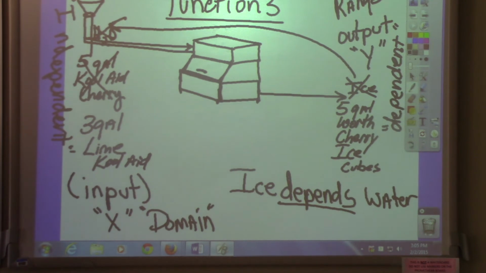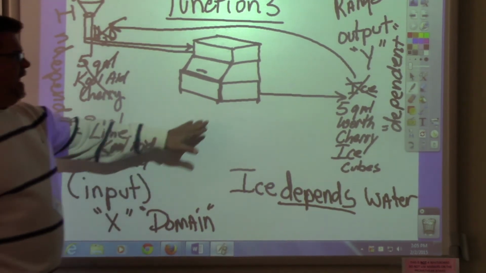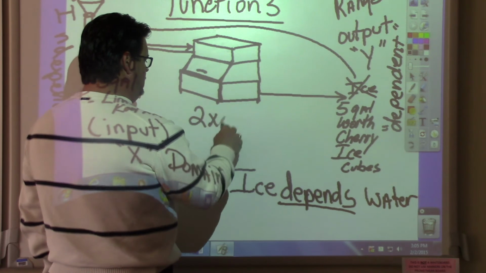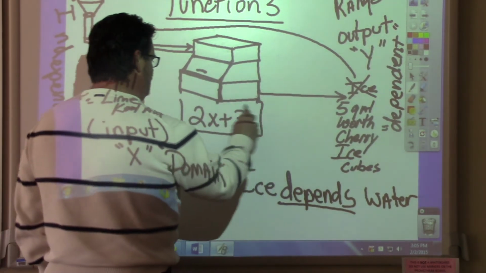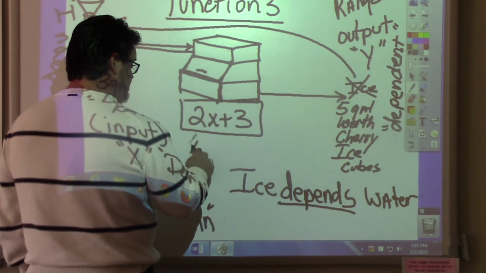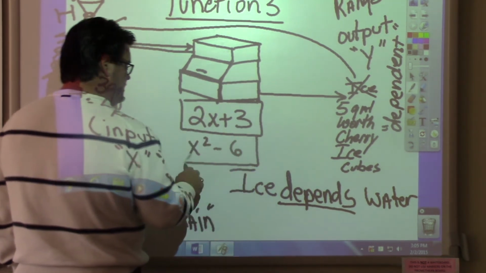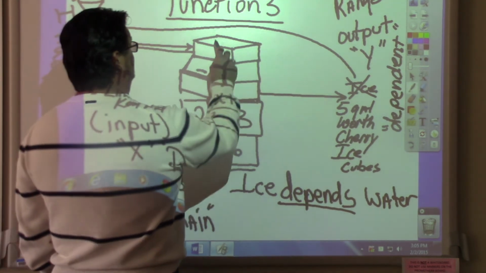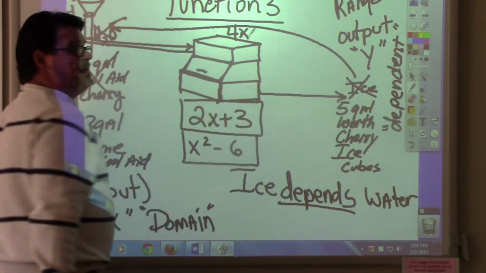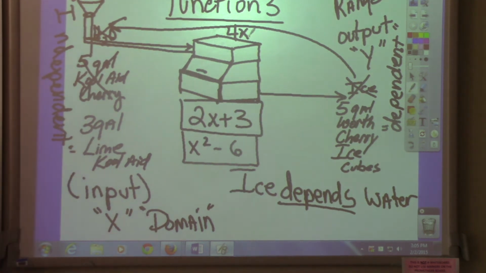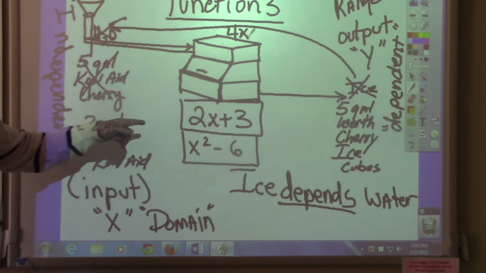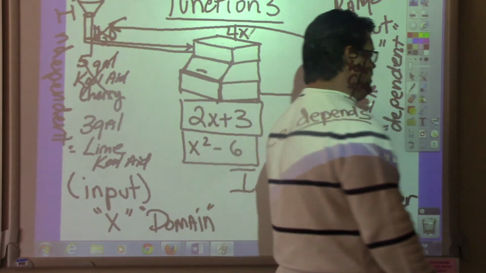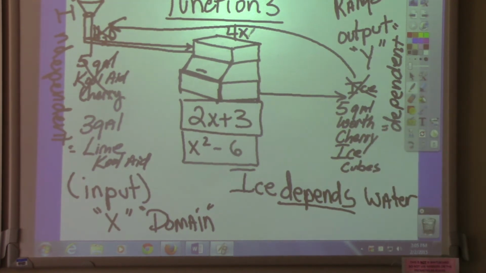So if you're given a function, the function is going to be this guy. 2x plus 3. That's an example of a function. X squared minus 6. That is a function. 4x. That is a function. Then your x values are whatever you can use in that. Your y values are whatever is dependent upon that. Now you can plug in several things here. That's a nice machine.